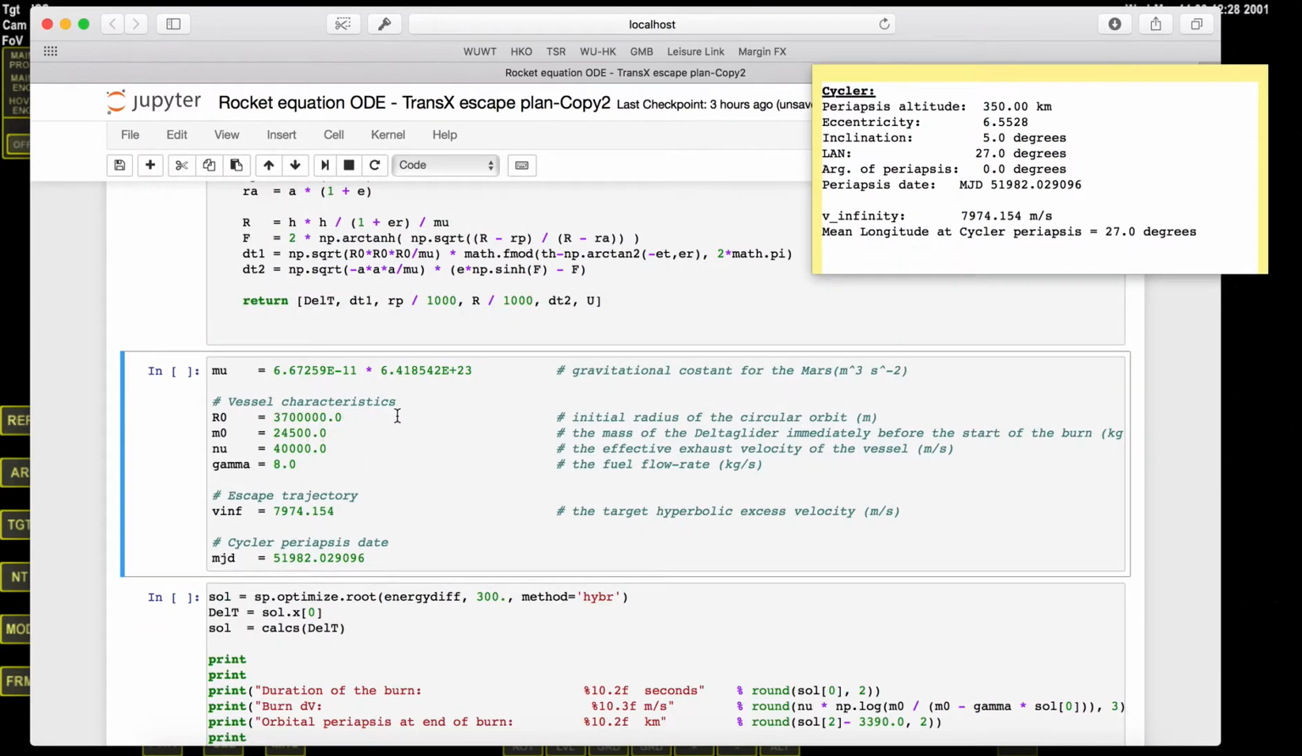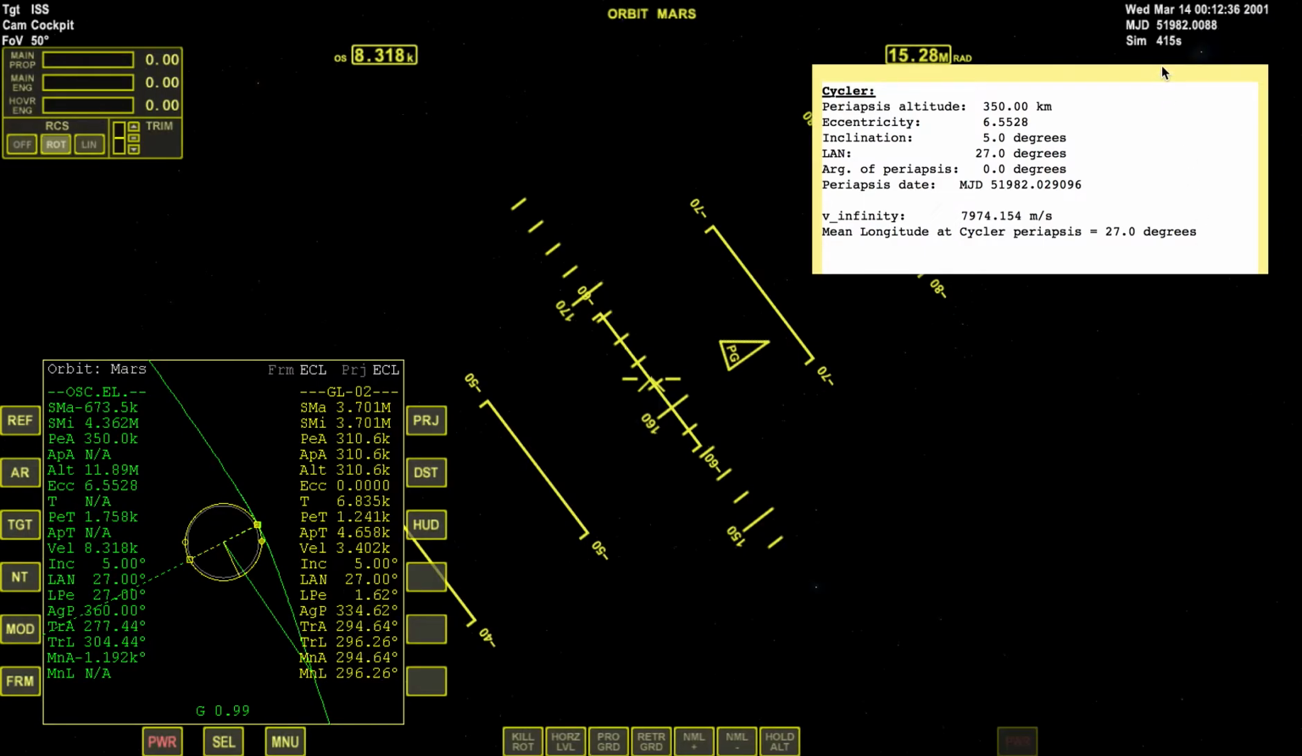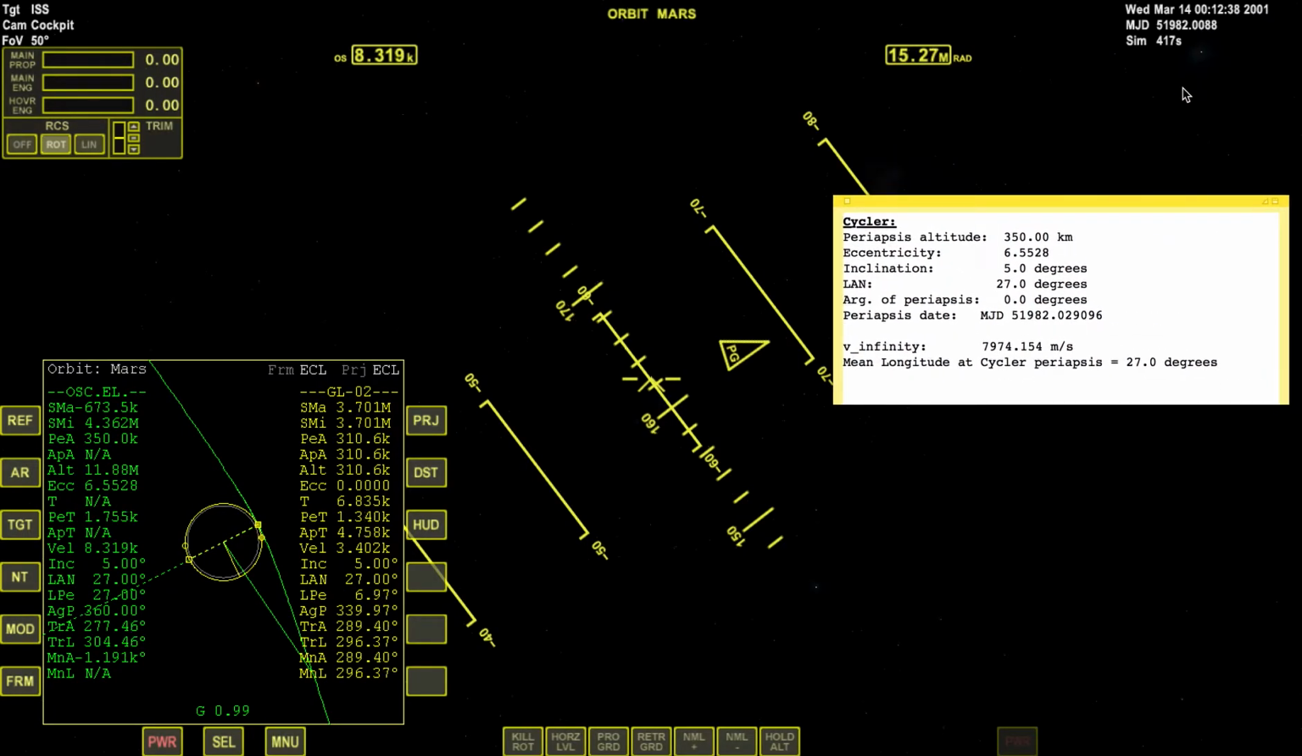Now we come on to the scenario data. We now have a mu, which is the gravitational constant. I'm just going to pause, if you don't mind, because this is going to go on for a fair bit of time, and I don't want to run over time, so I'm just going to pause the Orbiter for the time being.